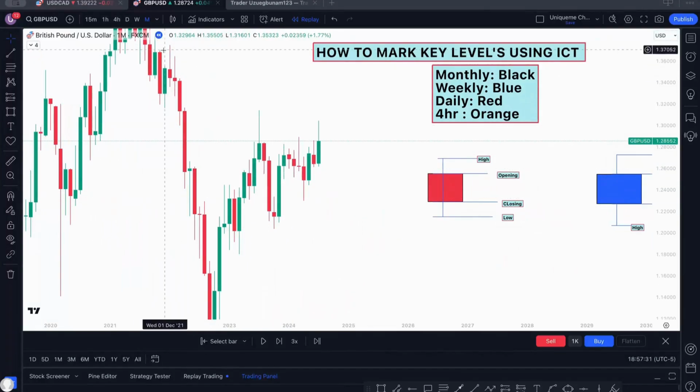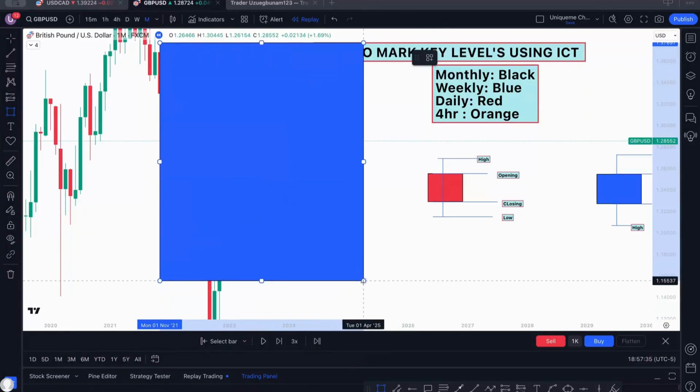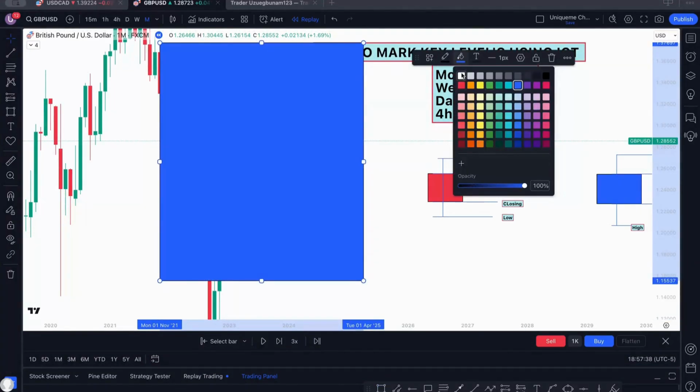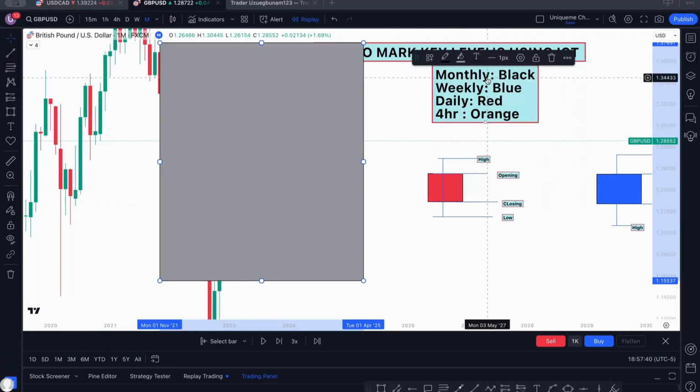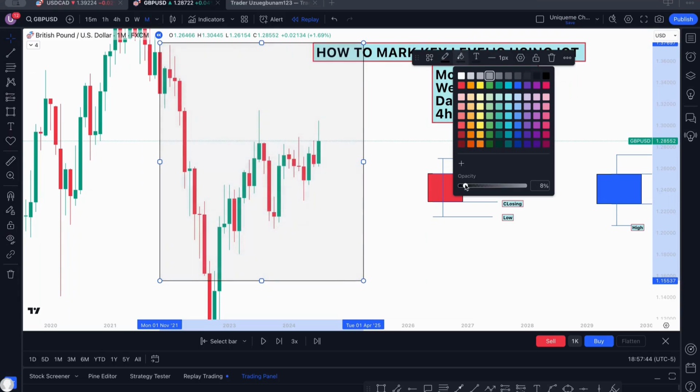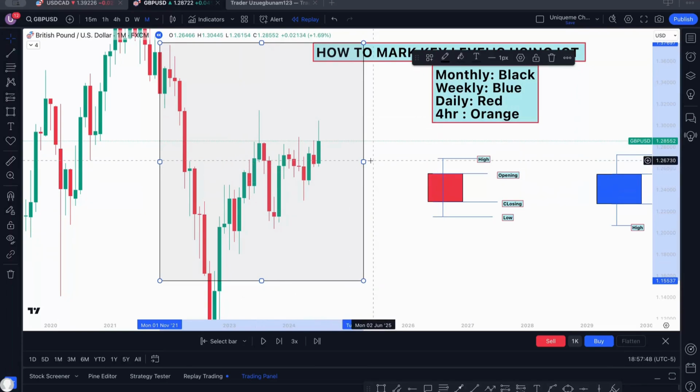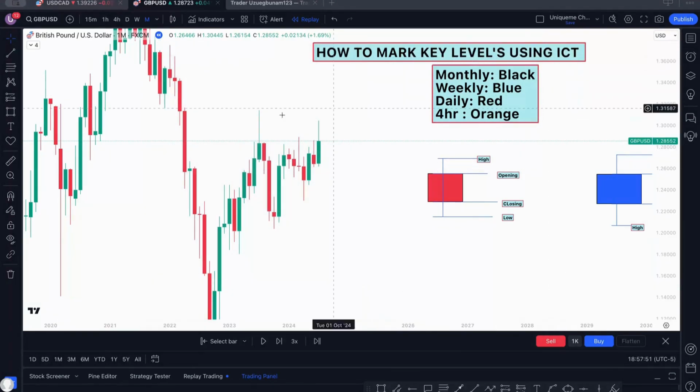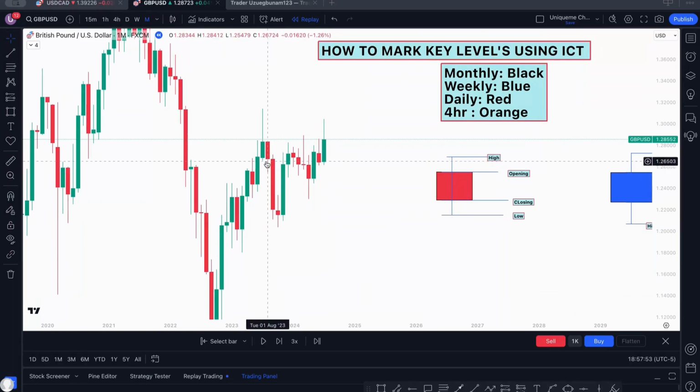Now, if you look at this environment, we're going to be focusing on this whole area. I like gray and I like it very transparent. Now we're going to be focusing on all this area here because that's the current move of the monthly, which is showing us what happened.